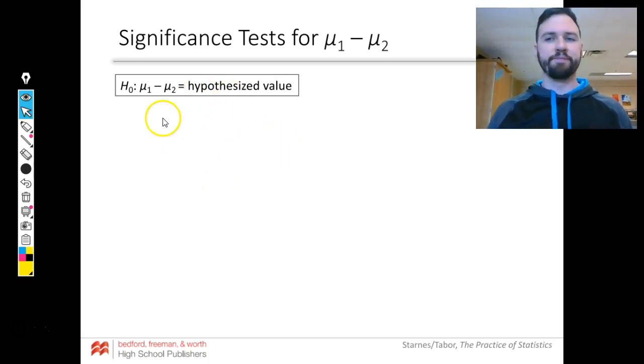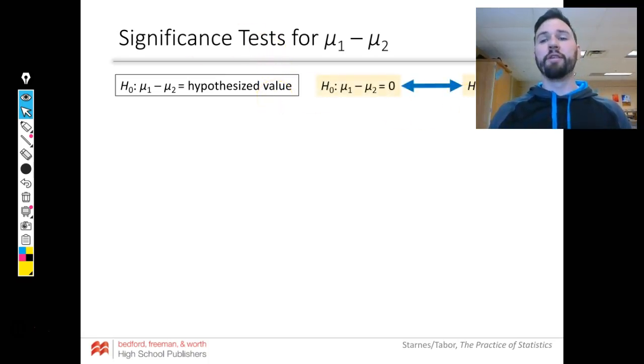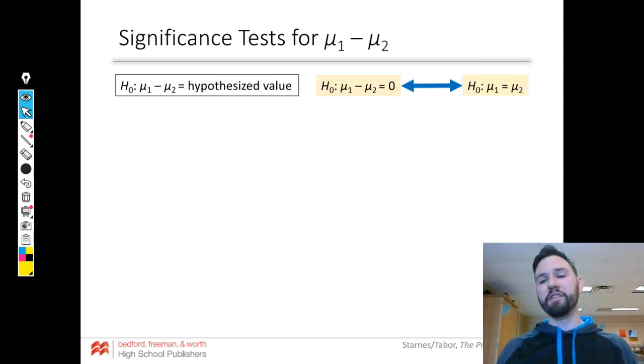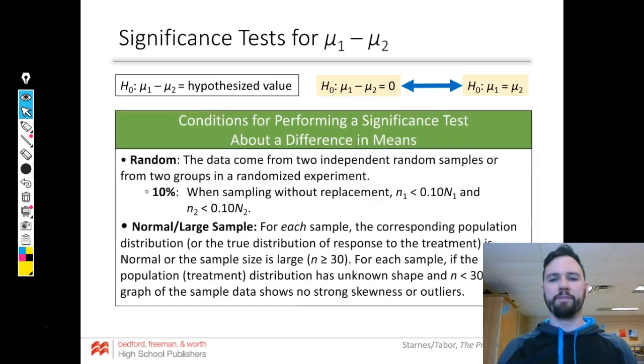Alright, let's do a significance test. Our null hypothesis is going to be mu1 minus mu2 equals a hypothesized value. Usually we're going to assume they're the same and show that they're different, right? This is just like the proportions from last video or last section.